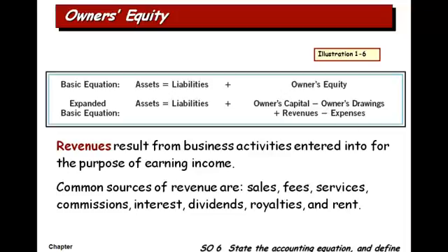Revenues are the result from business activities entered into for the purpose of earning income. Note that for the exam. We'll read that again: revenues result from business activities entered into for the purpose of earning income. Common sources of revenues are sales, fees, services, commissions, interest, dividends, royalties, and rent. Sales, fees, services, that's basically all the same thing. Commissions could be the same thing as well.